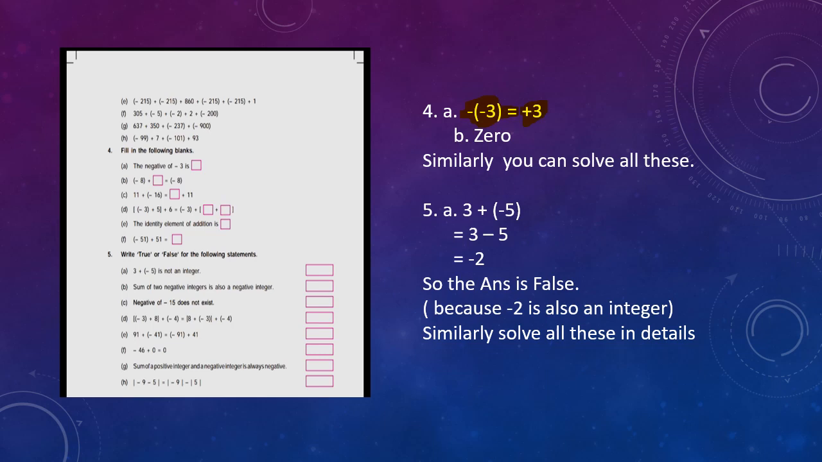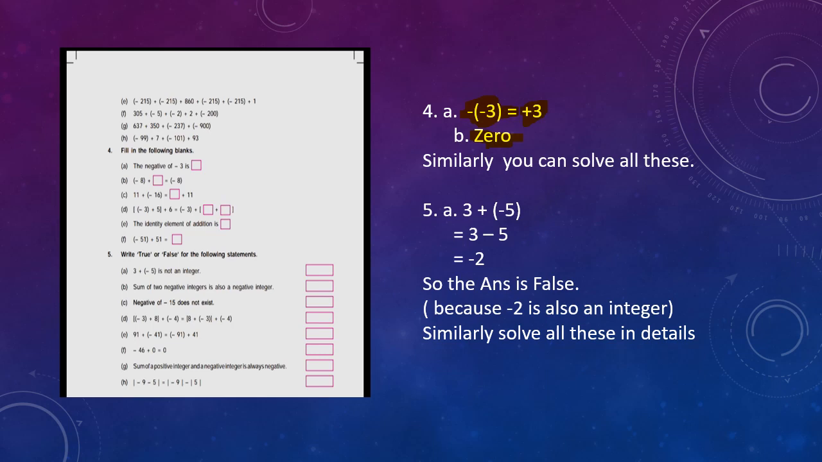Similarly in question B, minus 8 plus dash equals minus 8. So the answer will be 0. Similarly, you can solve all these questions in question number 4 by the properties of integers.